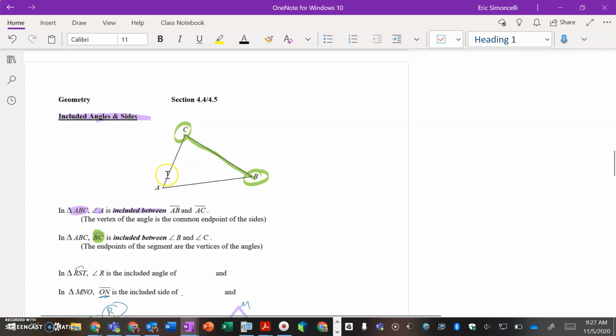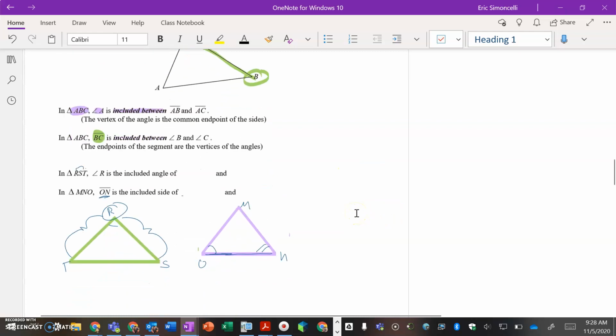Now you don't see the angle marked nor the sides, but it would be true that angle A is between AC and AB. We've discussed included angles and sides before. This is a good review.